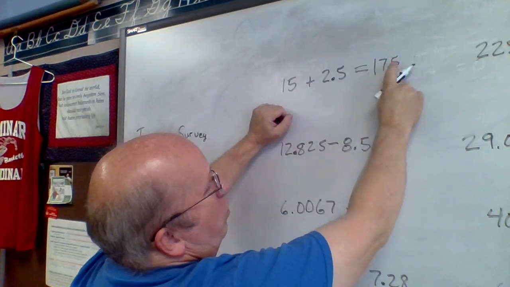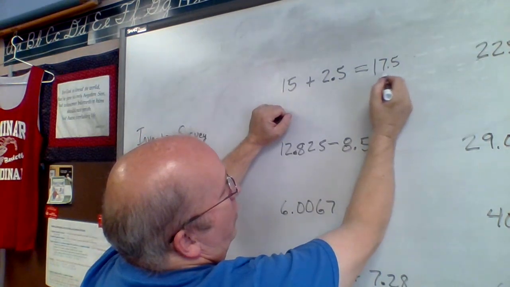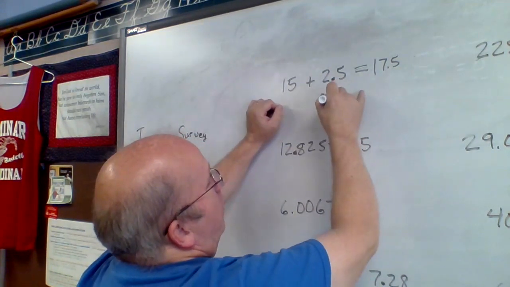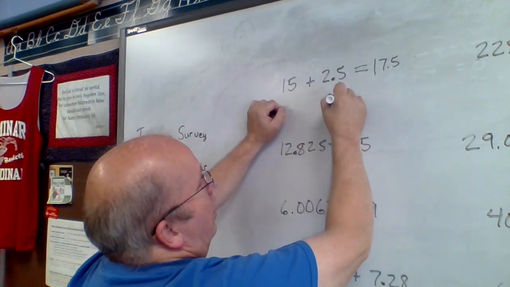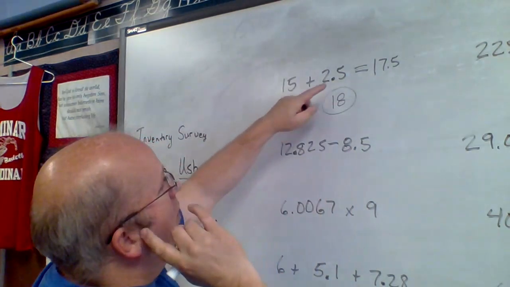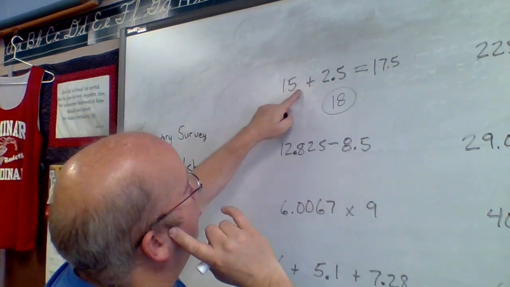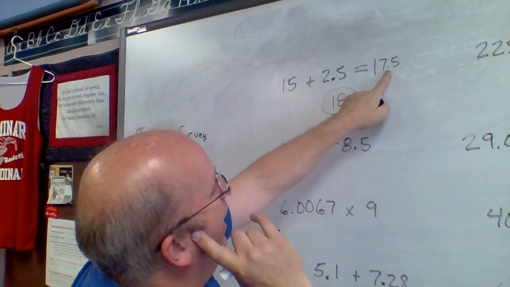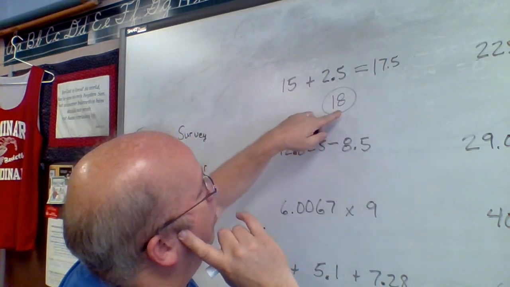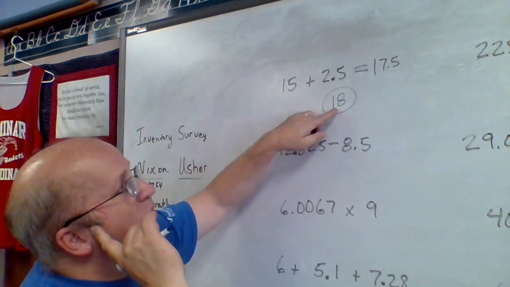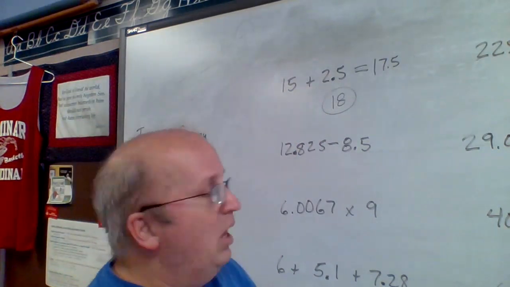So somehow we need to get rid of this 0.5. Would we round this down to 17 or up to 18? I would round it up to 18. 1 decimal place value, 0 decimal place values. So our answer needs to have 0 decimal place values. So we change 17.5 to 18. Okay? Let's try this one right here.